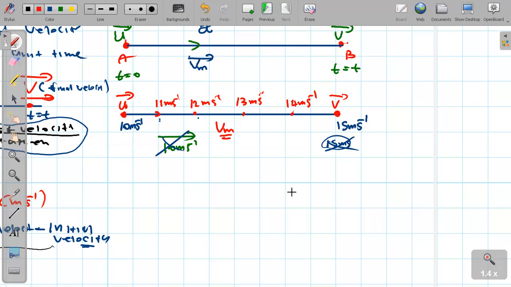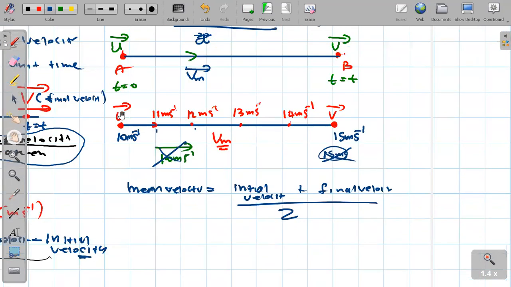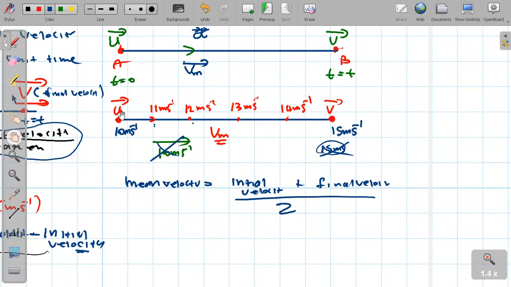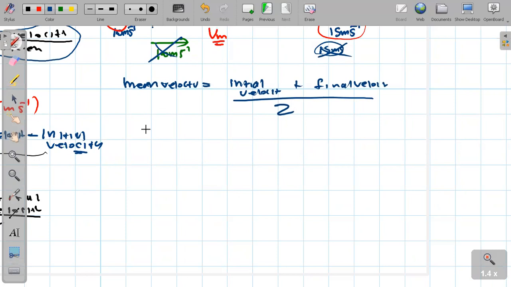Can you understand? Yes, sir. Okay. There are two ways, but I will say the first way. Mean velocity is equal to initial velocity plus final velocity over 2. It is like your subjects, physics, chemistry, combined maths, whatever combination: your average marks are given by adding all the marks together and dividing by three. Here there are two known variables, initial velocity u and final velocity v. So you add them together and divide by two to get the answer. That is mean velocity.